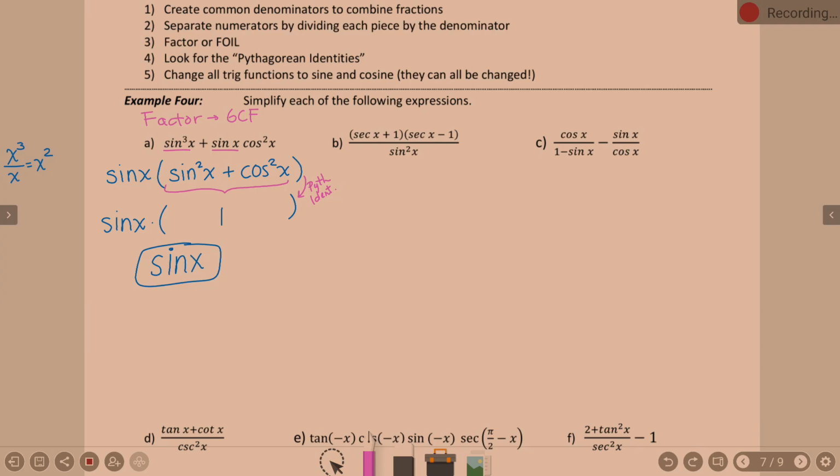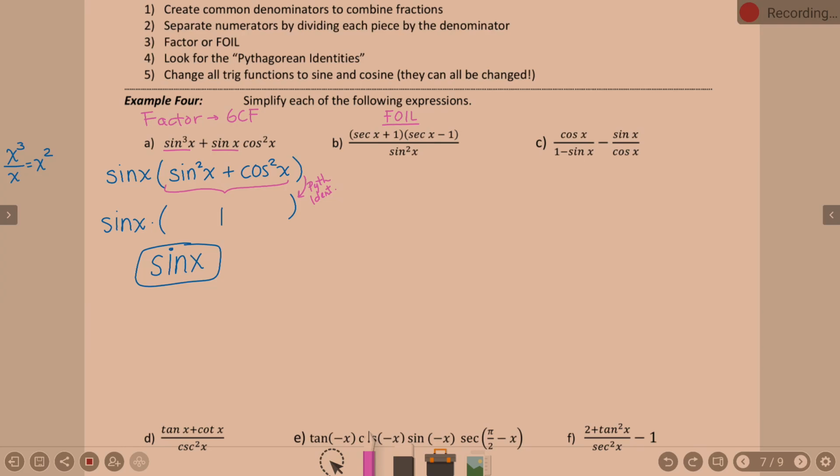The only problem with changing secants to cosine at this point is when I change a secant to a cosine, it's going to become a fraction. Like secant is 1 over cosine, then we're going to have fractions within fractions, which gets ugly. What about the 2 parentheses? What do those 2 parentheses make you think? Could we FOIL them? Could we take this numerator and FOIL?